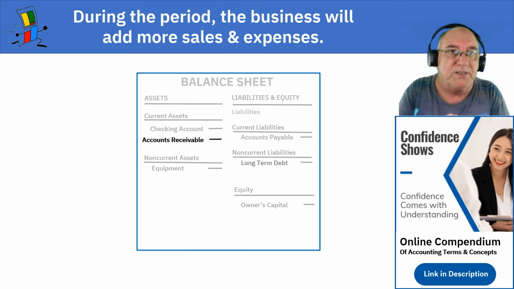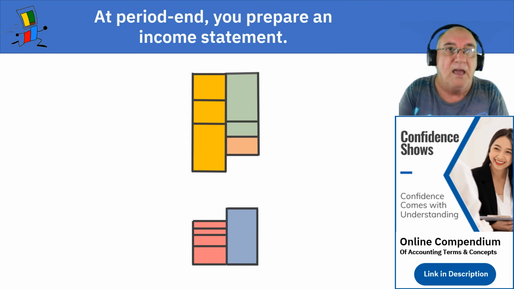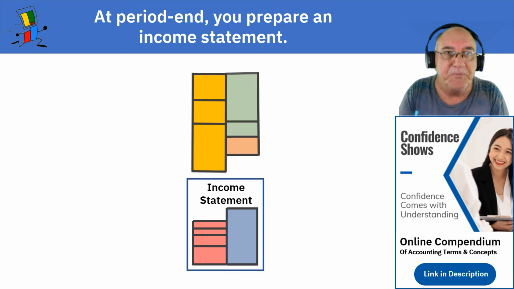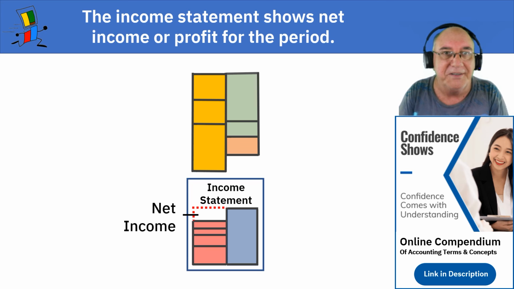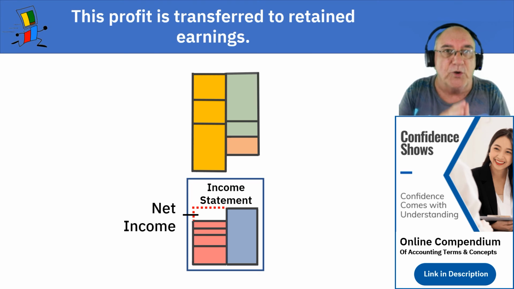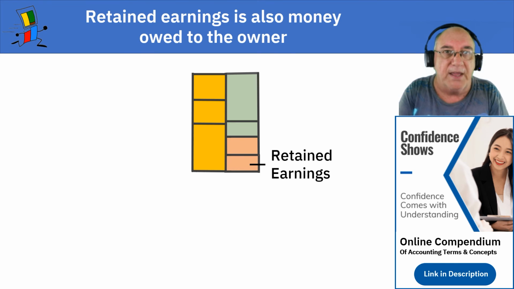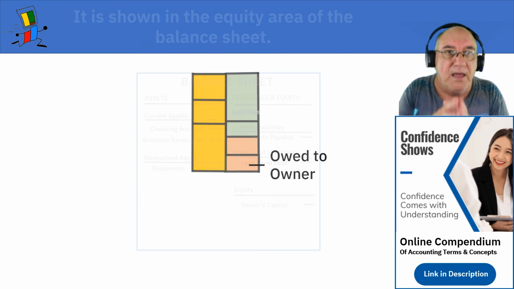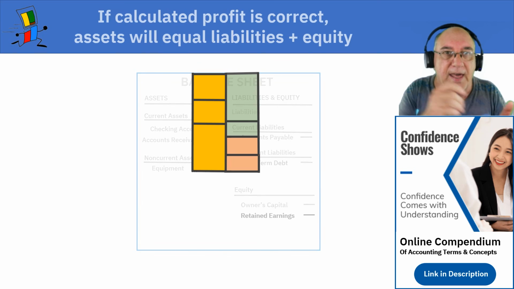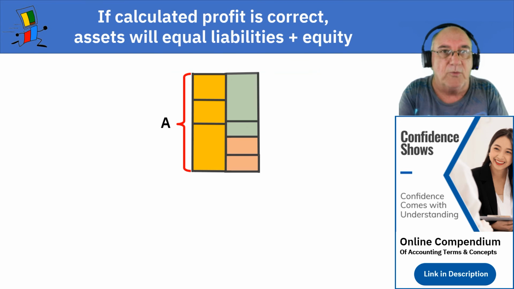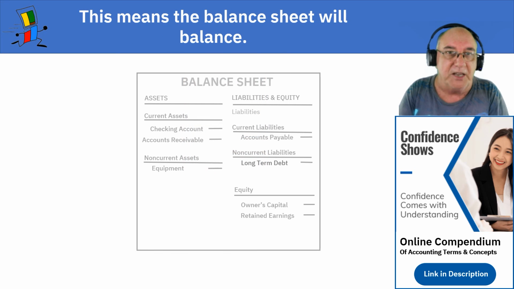During the period, the business will add more sales and expenses. At period end, you prepare an income statement. The income statement shows net income or profit for the period. This profit is transferred to retained earnings. Retained earnings is also money owed to the owner. It is shown in the equity section of the balance sheet. If calculated profit is correct, assets will equal liabilities plus equity. This means the balance sheet will balance.